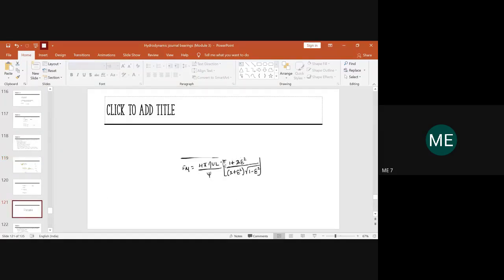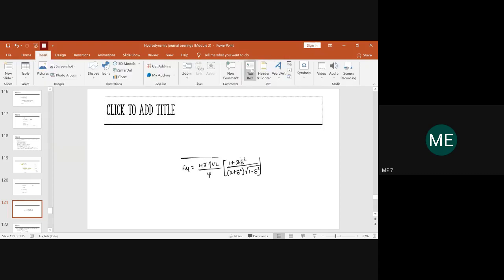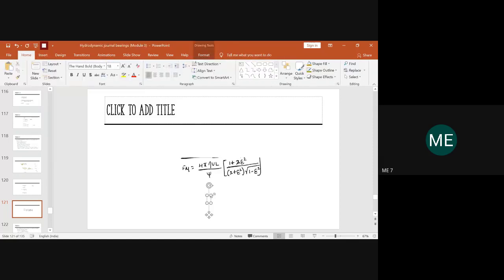Right? And then open the bracket, 1 plus 2 n square. N is nothing but 0.8. So it is 0.8 whole square divided by 2 plus 0.8 whole square into root of 1 minus 0.8 whole square. So now substitute all the values and please let me know how much you get. Everyone has to calculate. It is not one person doing. Kindly do calculate.